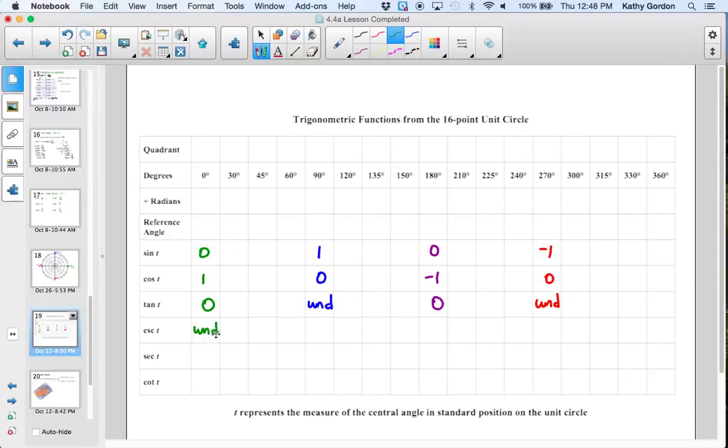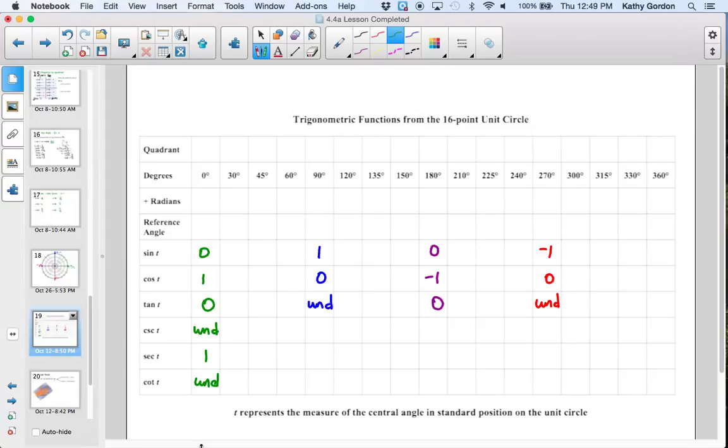Okay. Now, what is cosecant of 0? Undefined, because the reciprocal of 0 is going to be undefined. How about secant? It's 1 over 1, so 1. The reciprocal of 1 is 1. What is the cotangent? Undefined. Okay, so for these bottom 3, we're just taking the reciprocals of the top 3.